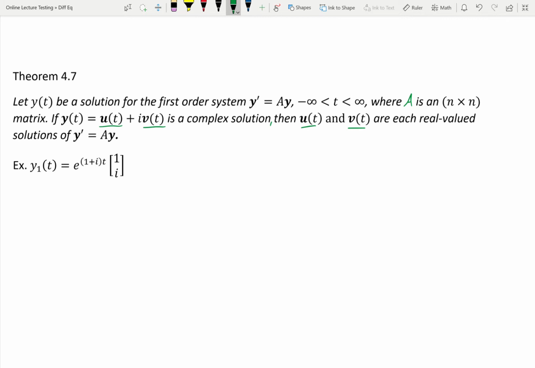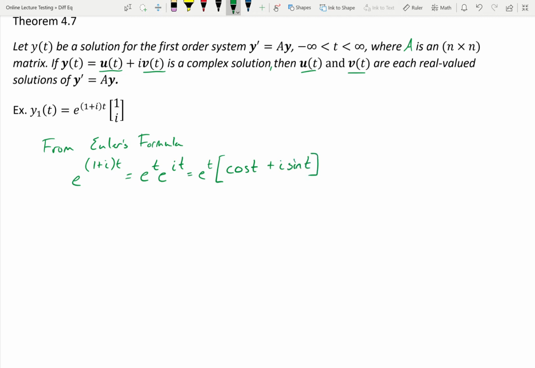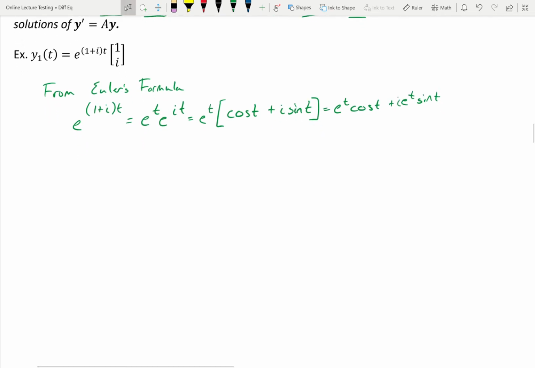So we need to be able to rewrite. Well, if we remember from the previous chapter, we used Euler's formula. So from Euler's formula, we can rewrite e to the (1 plus i)t is equal to e to the t, e to the it. Again, this is just basic properties of exponents where the bases are the same. All right. Well, rewriting our complex value here of e to the i theta, we get e to the t times cosine of t plus i sine of t. Again, this is our basic formula from Euler's formula. And again, just writing this out, we get e to the t cosine of t plus i e to the t sine of t. Okay.